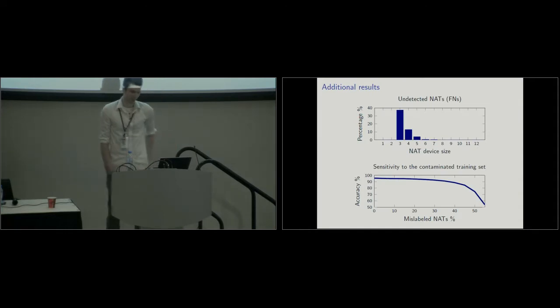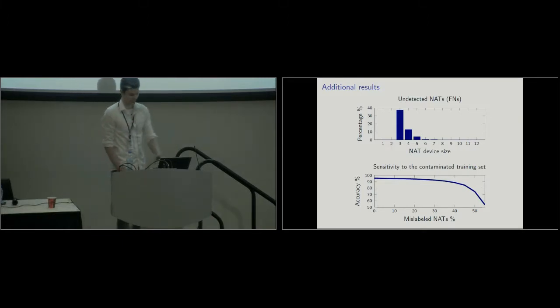Here are some additional results. The top bar graph indicates that it's pretty hard to detect NAT devices of small sizes. For example, we weren't able to detect NAT devices of size 3 in 37% of cases, but there is a nice exponential decay. So for example, NAT devices of size 6 were detected almost in all cases.